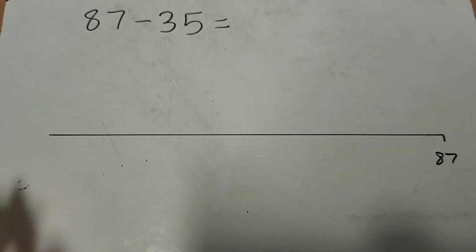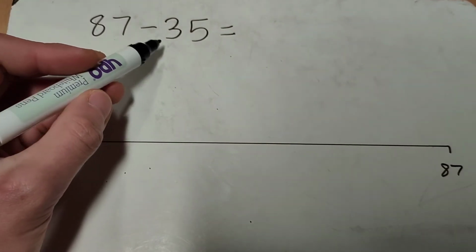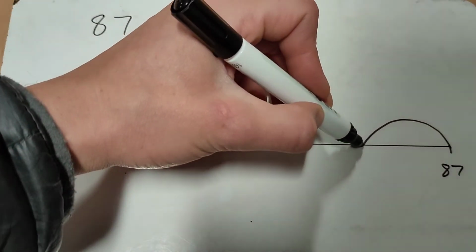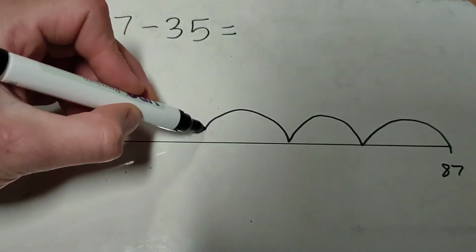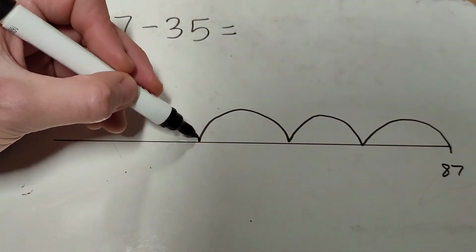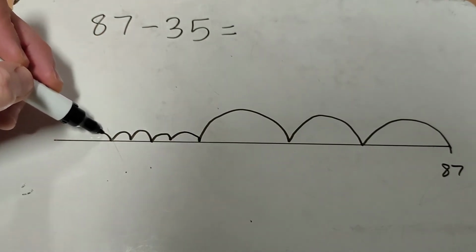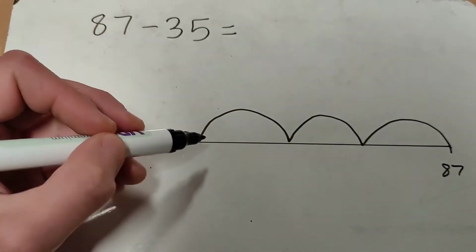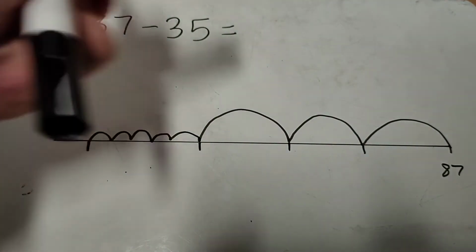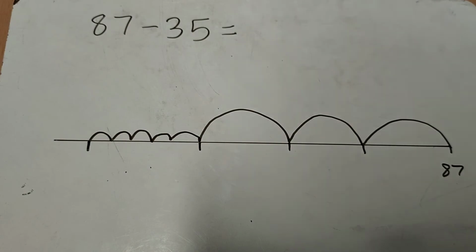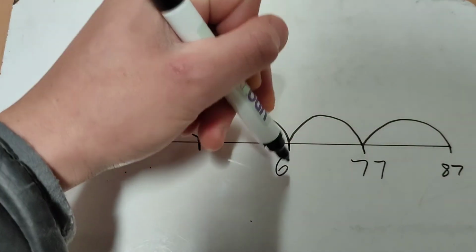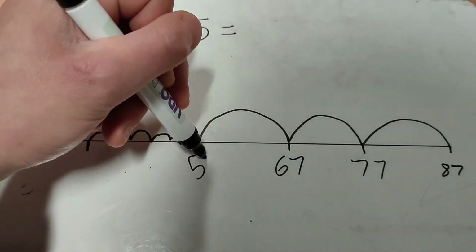We can see here that there are 3 tens and 5 ones, which means I'm going to make 3 big jumps, 1, 2, 3 backwards, and then 5 little jumps, 1, 2, 3, 4, 5, to get us to our answer. Now in the same way that we did with addition, we're going to count in tens, but this time we're going to go backwards. So 87, 77, 67, 57.